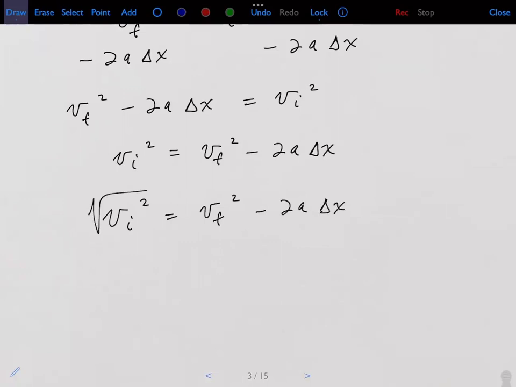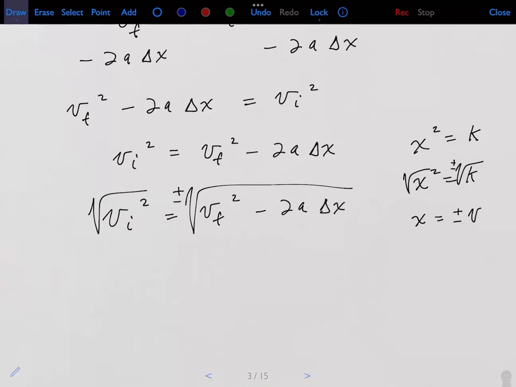So if I take the square root, now you have to be careful here. Whenever you take the square root, you have two possible solutions. It could be plus or minus. Now, often one of them will be the only one that makes sense physically, but mathematically you could have two solutions. So let me remind you how that works. If I have x squared is equal to k, and then I take the square root of both sides, then the square root of x squared is x, but on the right-hand side, I have either plus or minus radical k.